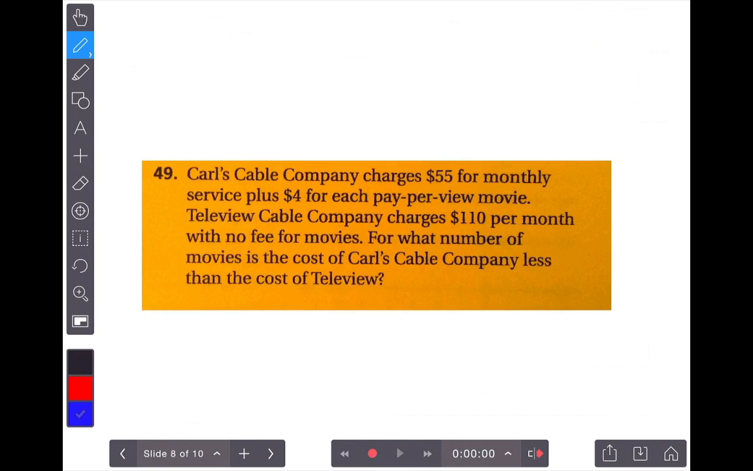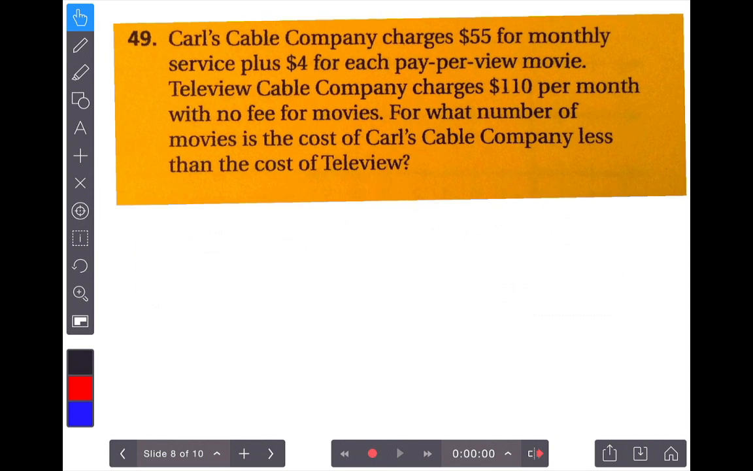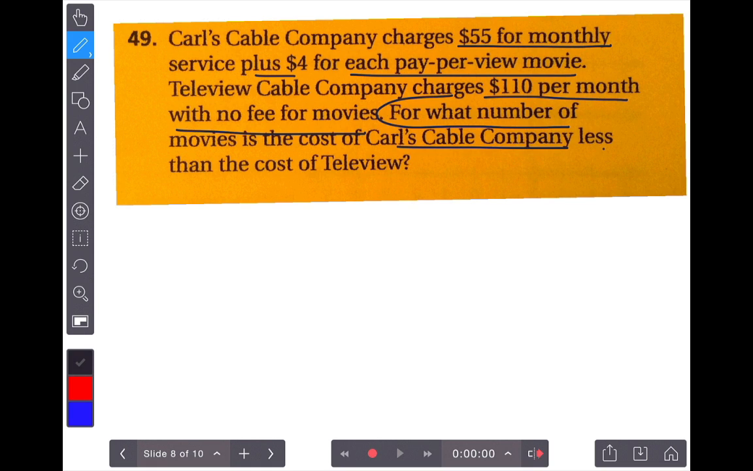All right, number 8, or slide number 8. On this particular problem, Carl's Cable Company charges $55 for monthly service plus $4. So it's a flat fee of $55 for monthly service, or $55 per month, plus $4 for every pay-per-view movie. Now the Teleview cable company charges $110 per month with no fee for movies. But look what it says. For what number of movies is the cost of Carl's Cable Company less than the cost of the Teleview?